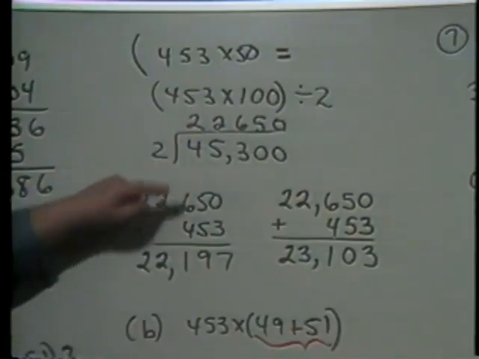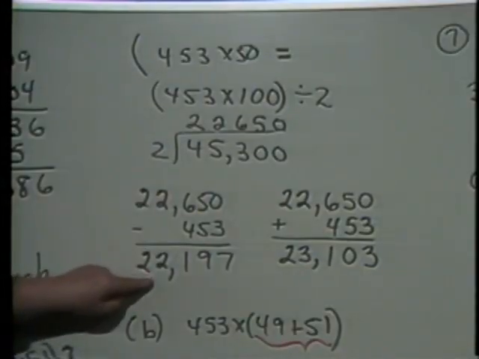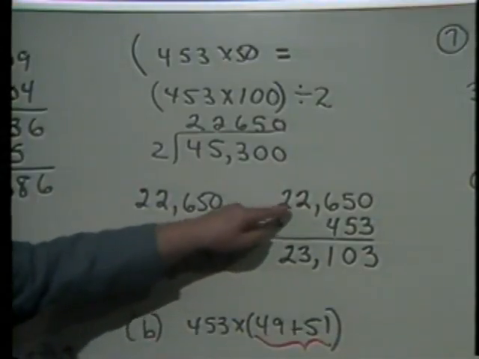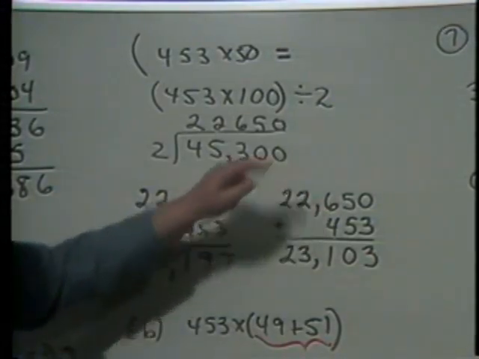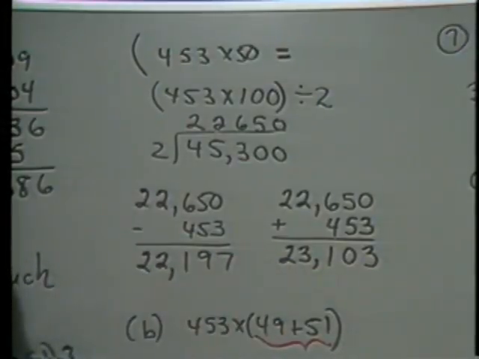So to find 49 453s, I would just subtract one of the 453s from the 50 to give me my 22,197. And to find the sum of 51 453s, I would have taken 50 453s, added one more 453 onto it, and notice that this gives me an alternative way of finding the same answer to the problem.